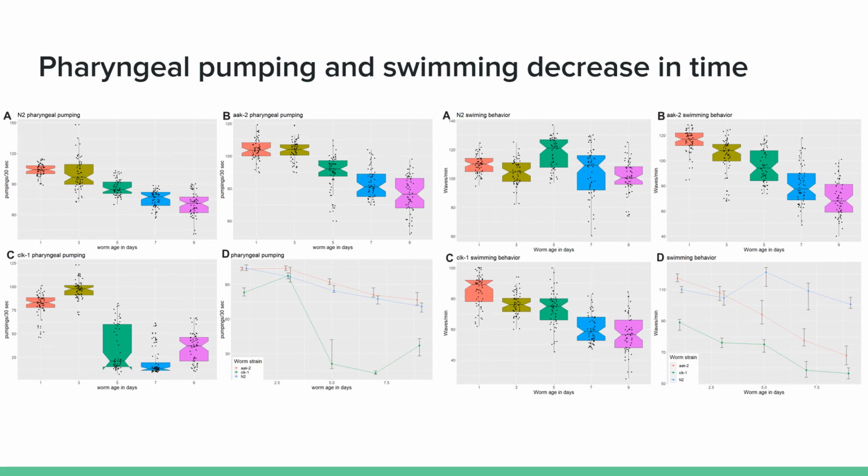Finally, here we see the pharyngeal pumping behavior on the left side and the swimming behavior on the right side. The rate of these behaviors is different in time and strains, and the long-lived CLK1 strain has a slow rate in both behaviors in comparison to the other strains. This slow rate may probably be a consequence of the homeostasis regulation seen in the network.